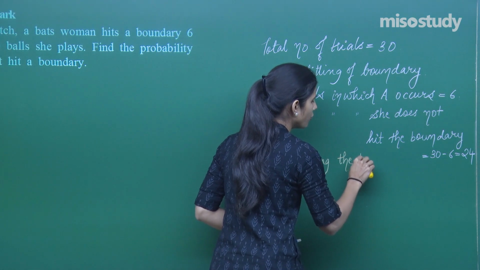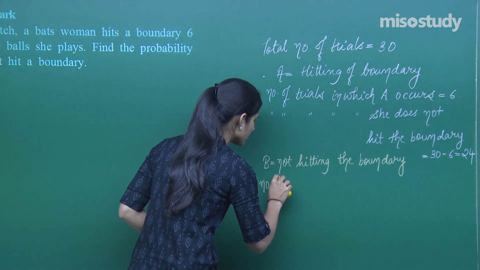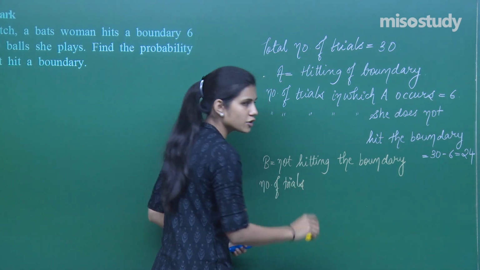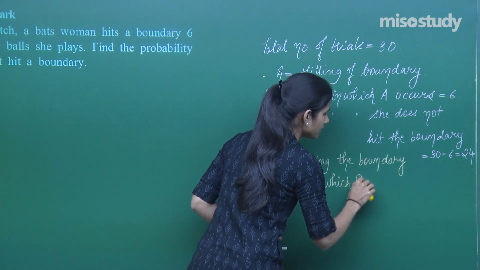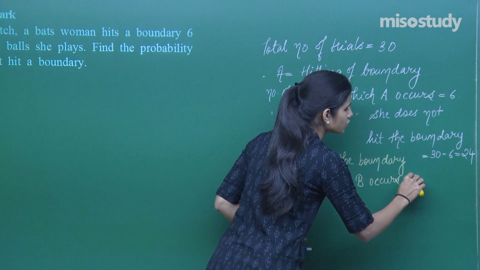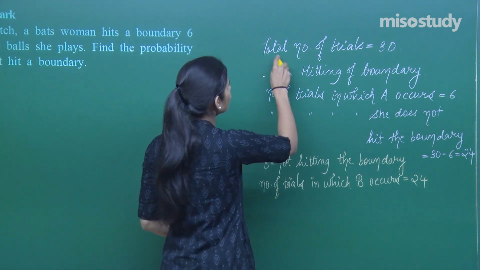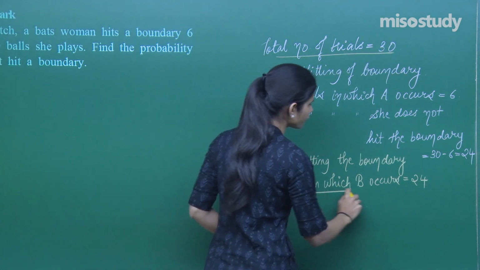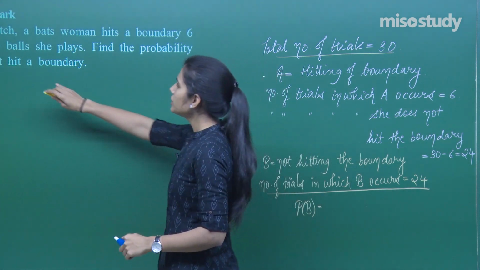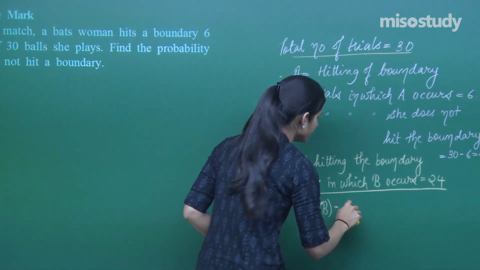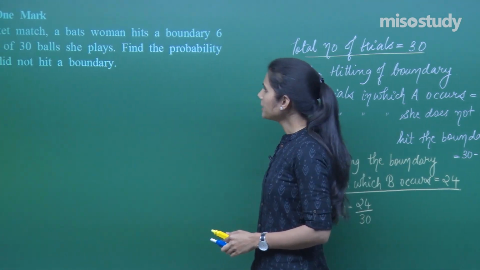as event B, then out of 30 plays, the number of plays in which B occurs, that means in which she is not able to hit the boundary, is 24. In 6 balls she is able to hit the boundary, in 24 she is not. So, total number of trials are 30. Out of these 30, number of trials in which B occurs is 24. So, probability of event B, which is the probability that she is not able to hit the boundary, will be 24 upon 30. Clear? Let's look at the next question.